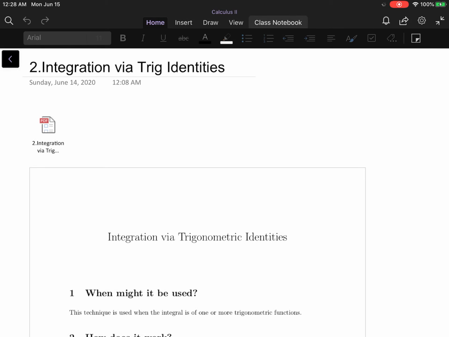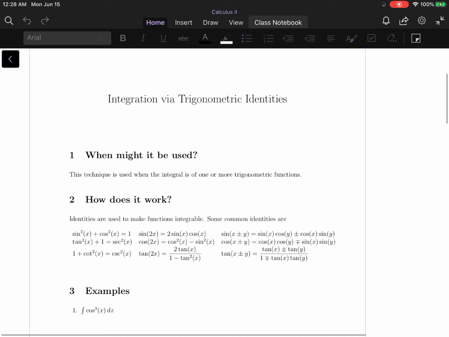This is the method integration via trig identities. What is going to happen here is typically you have an integral of trig functions, one or more trigonometric functions. Often the trig function is to the square or higher power, and you want to be able to manipulate it in order to be able to integrate it.